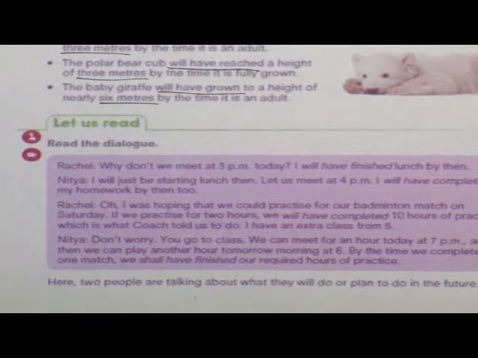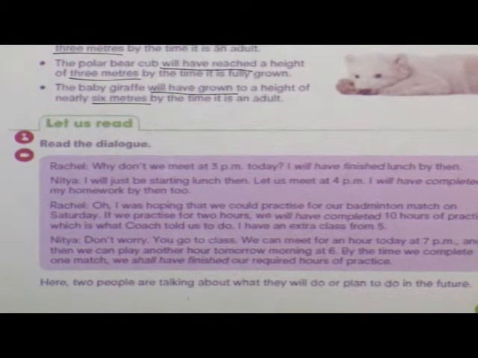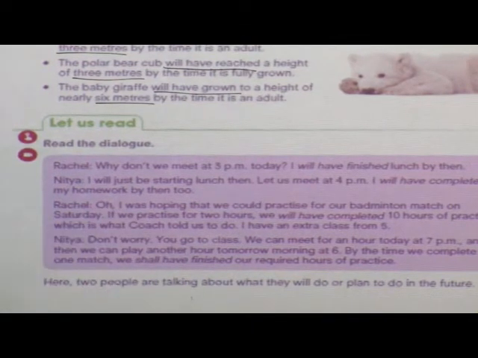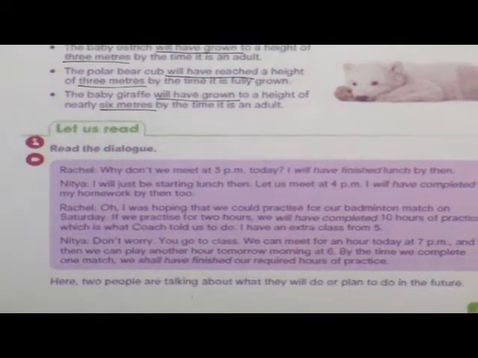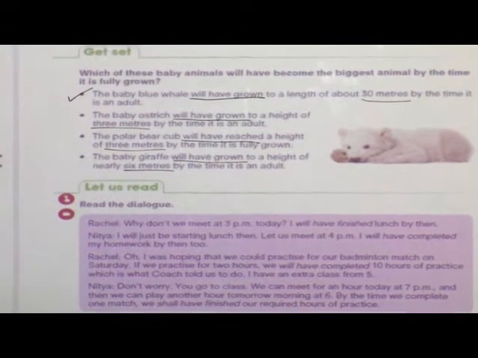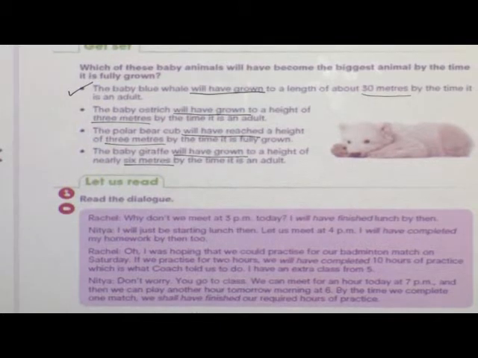Okay, so they are going to do the practice for that. They are planning for the future. In these dialogue boxes, two people are talking about what they will do or plan to do in the future. Now in these dialogue boxes, we can see a few words are italicized, right?